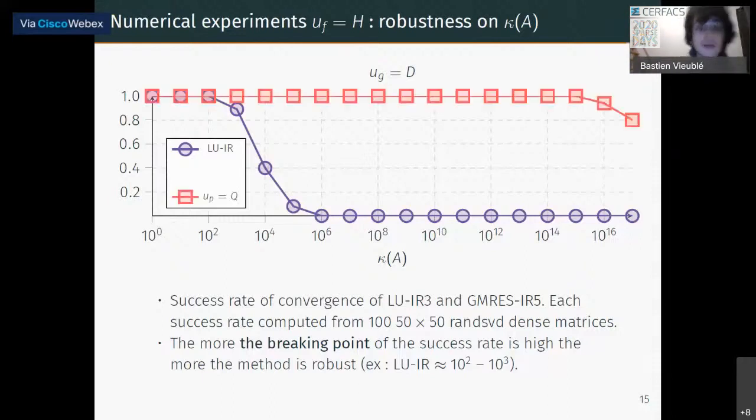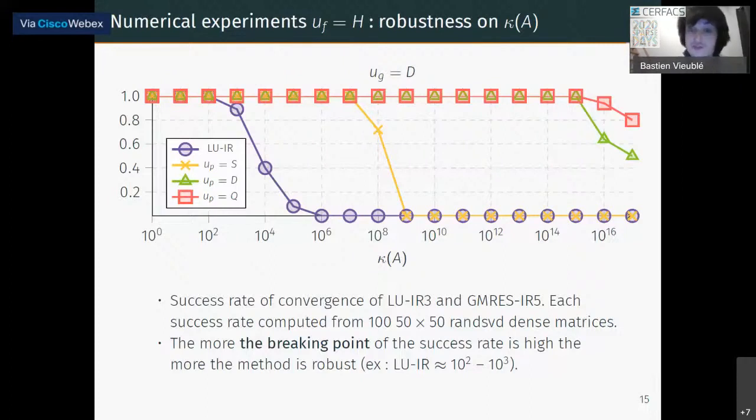So now if we compare LUIR with GMRES IR, here with UG in double precision and UP in quad, we see that we are far more robust because the breaking point is at something like 10.15. Also, if we choose UP in double precision, interestingly, we have kind of the same behavior as for UP in quad precision. UP in single is less robust than UP in double and quad, but more robust than LUIR. It also means that UP has an influence on the robustness of the algorithm GMRES IR5.